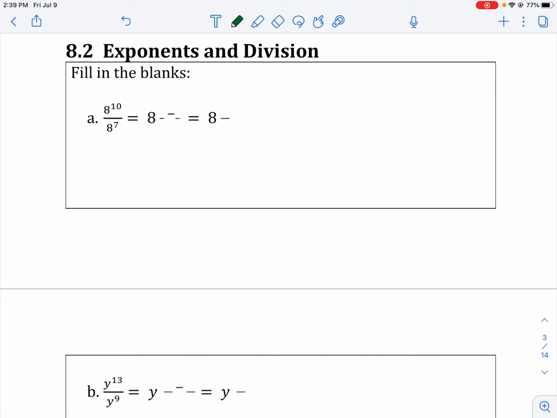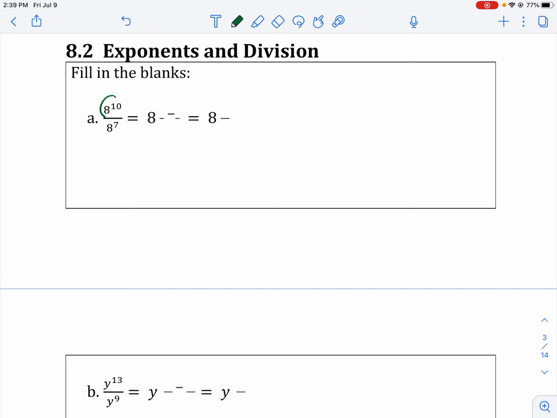Right, in this section, we talk about what we do with our exponents when we divide. The previous section was about multiplication and exponents. This one is about exponents and division. Again, there's a way to write out our exponents where we're guaranteed to get these correct.